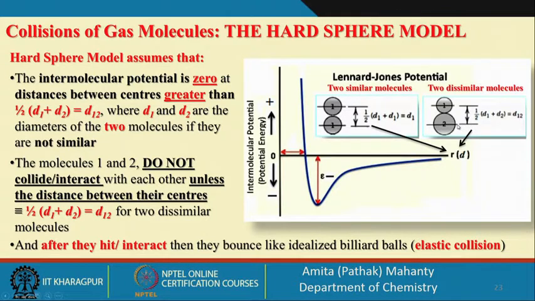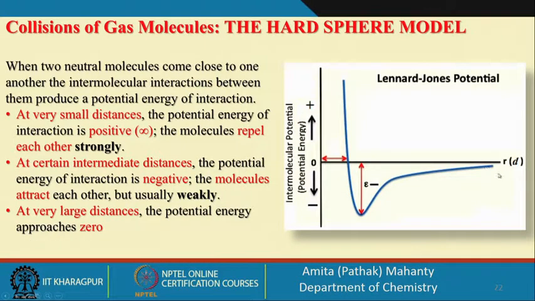Similarly, this is the diameter for this one, and this is the diameter for that one. Half of this diameter, half of this diameter, if I add them, the distance is actually half of d1 plus half of the diameter of the second molecule. So, the intermolecular potential is 0 at what distances? When the distance is greater than the value half of d1 plus d2. Did you understand? So, we are looking into a model something like this. So, this is the potential energy approaching 0.